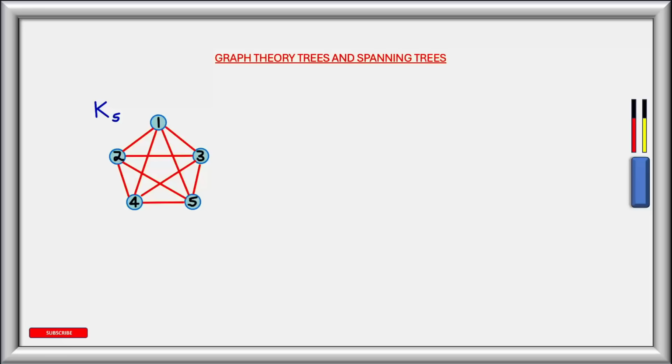For our second challenge, in this K5 graph, where we have 5 vertices, and all vertices are connected to each other, how many edges must you remove to create the spanning tree? If you'd like to play along, pause the video now. So this graph has many cycles, and so to find the spanning tree, we have to break those cycles by removing edges, and then we'll end up with the minimum number of edges required to connect the graph.